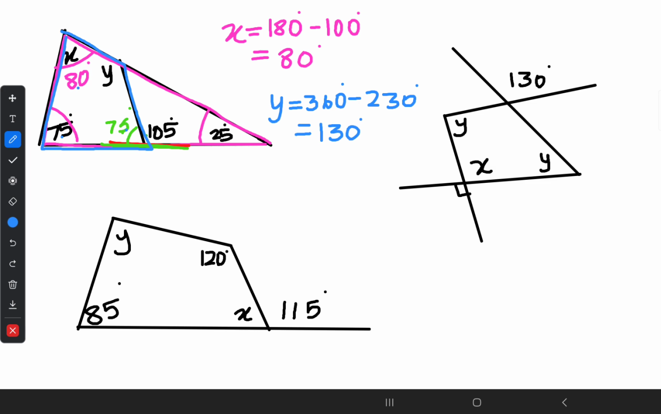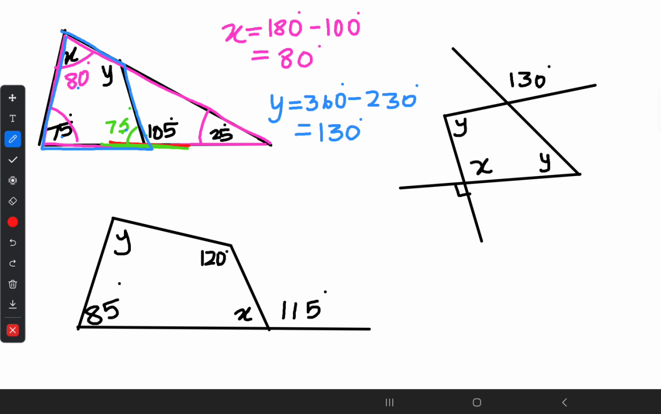Initially, I used the interior angle sum of a triangle to find x as 80. Thereafter, with straight line angles summing to 180, I found the green one as 75. Then the interior angle sum in a quadrilateral equals 360. So 75 plus 75 plus 80 is 230. 360 minus 230 will give you y as 130.